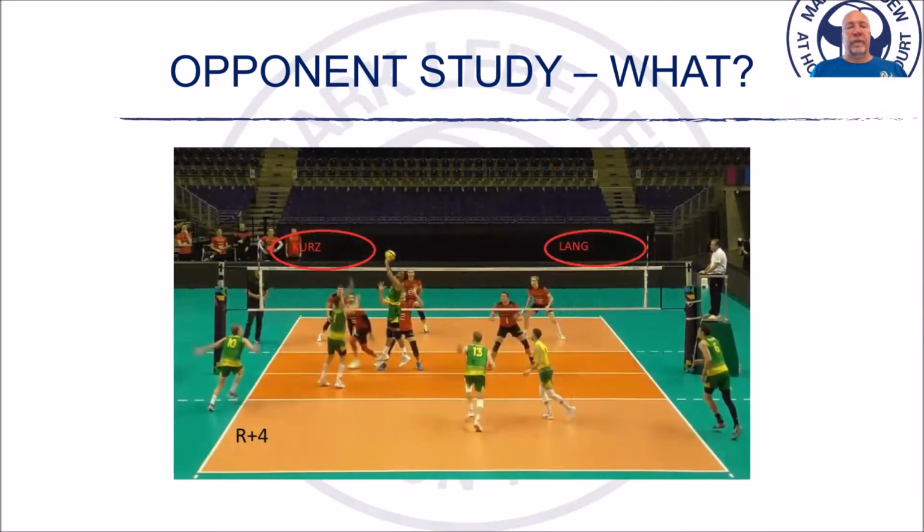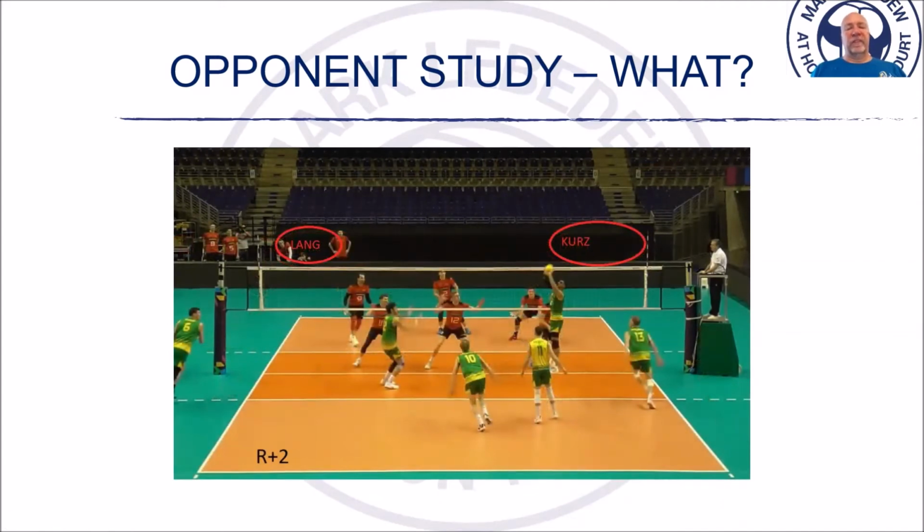Here are some of the visuals. So the setter is towards position 4. Does he want to play short? Kurz is the German for short. Lang is long. And we can see the middle blocker for Germany here is expecting that Arash Dosanjh will play more short balls than long balls.